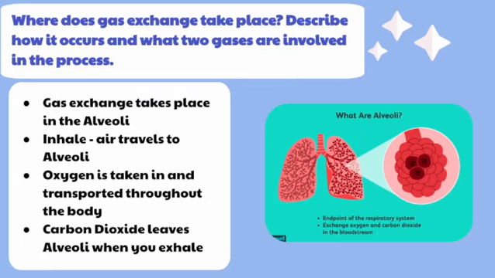And the next question, where does gas exchange take place? Describe how it occurs and what two gases are involved in the process. So gas exchange takes place in the alveoli. When you inhale, the air travels through your nose and your mouth and into the alveoli, and oxygen is taken in and transported throughout the body, and the carbon dioxide is pushed out when you exhale.